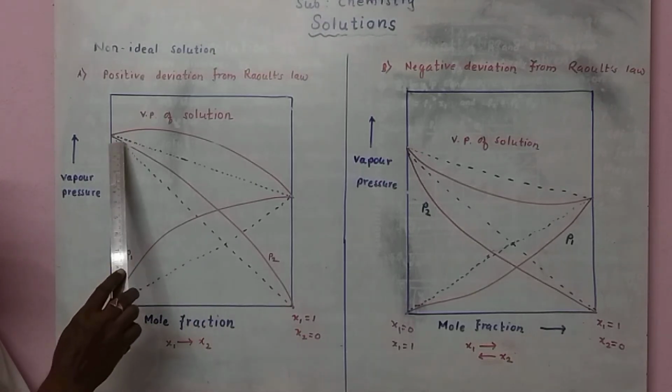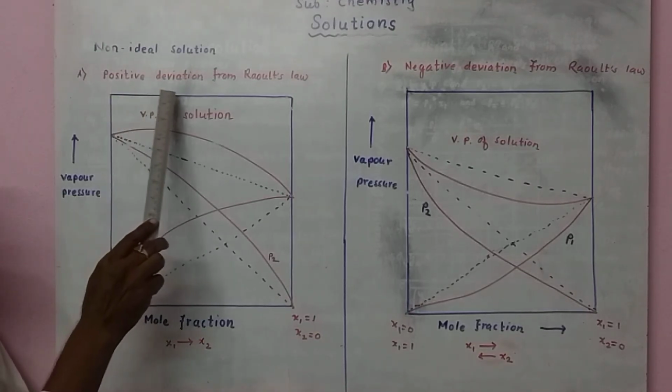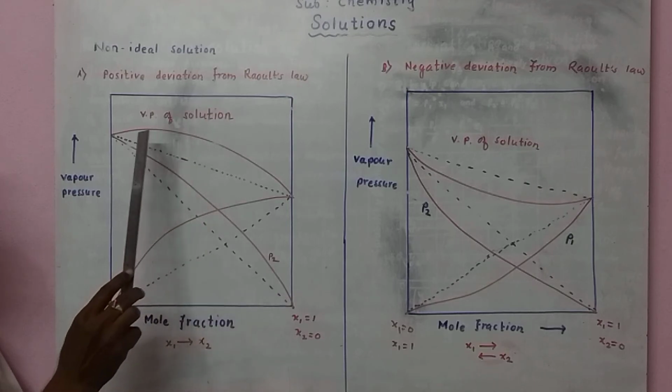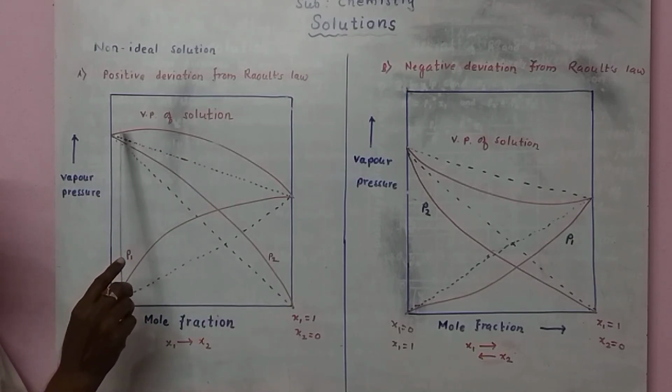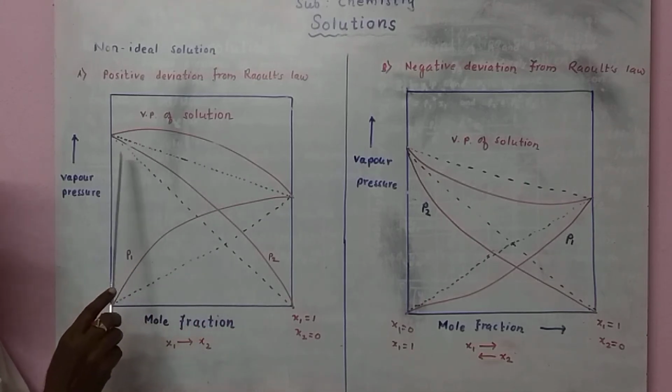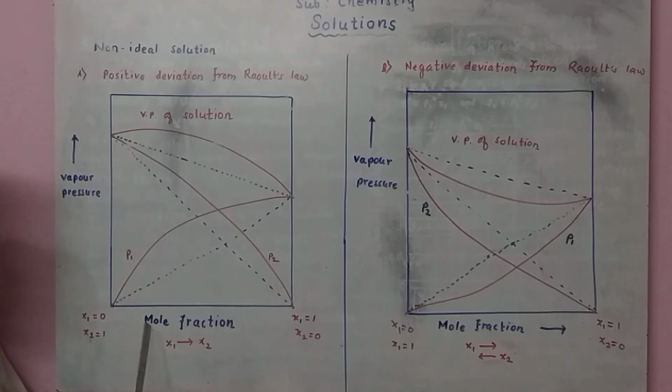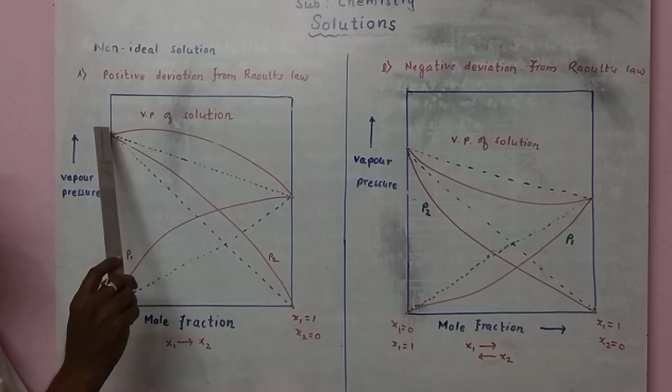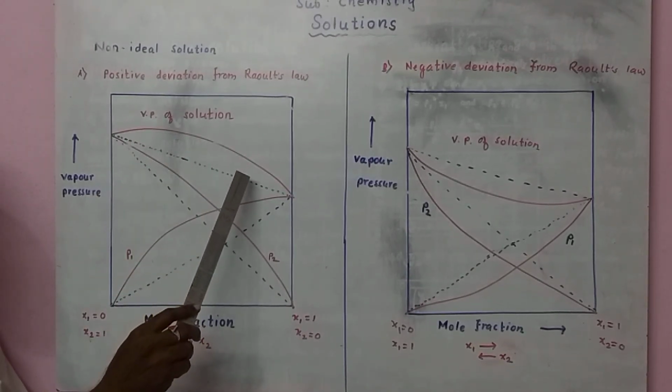So here positive deviation is given from Raoult's law. The vapor pressure of the solution here is higher. Understand? Here the graph is plotted between mole fraction and vapor pressure. We know that x1 is the mole fraction of the first component and x2 is the second. And then the partial vapor pressures were P1⁰ and P2⁰ and the total P. So here positive deviation from Raoult's law is given.